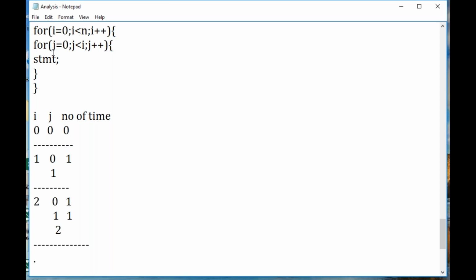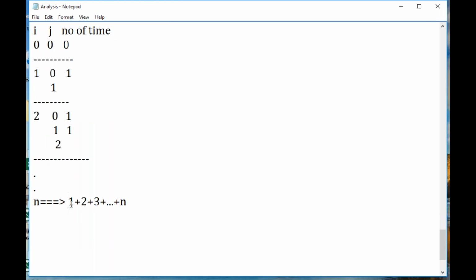Guys, can you trace this one? Just a normal tracing of this particular program. When i value is 0, j executes 0 times. When i is 1, j executes 1 time. When i is 2, j executes 2 times. So how many times does it go? When i is n, j executes n times. So what is this formula?